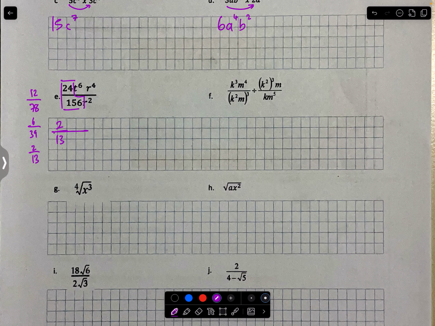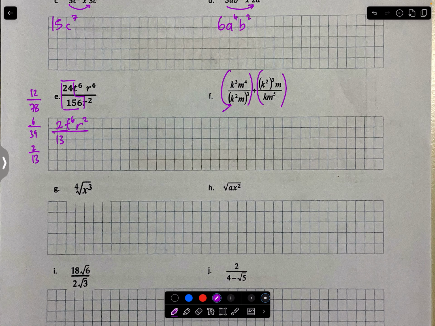Extend the fraction bar. There's no t's on the bottom, so t to the 6 will remain. r to the 4 divided by r to the 2. 4 take 2 is r to the 2. So 2t to the 6 r squared over 13. This one looks tricky. Deal with it bit by bit.